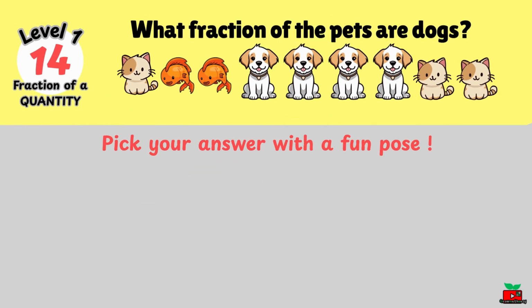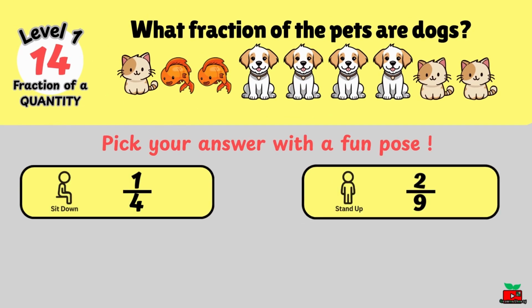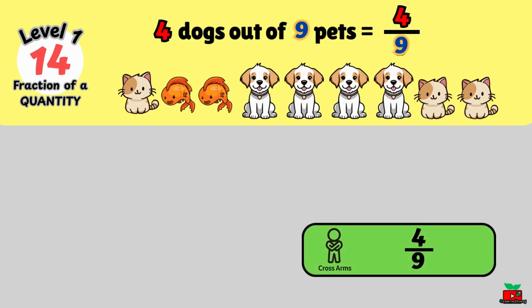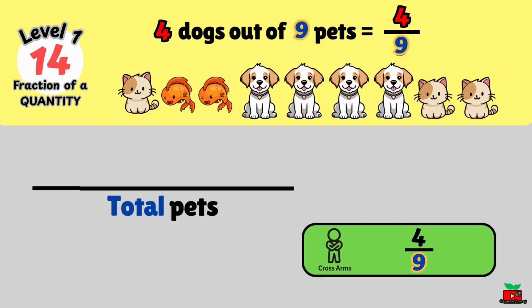What fractions of the packs are dogs? 1/4, 2/9, 3/9, or 4/9? Four over 9. 4 dogs out of 9 packs equal 4/9.